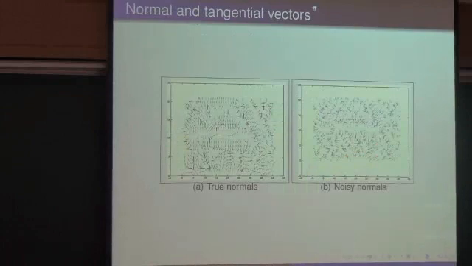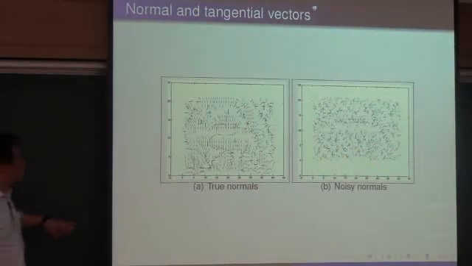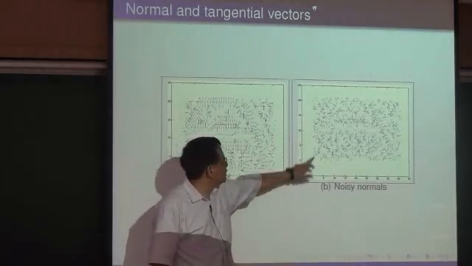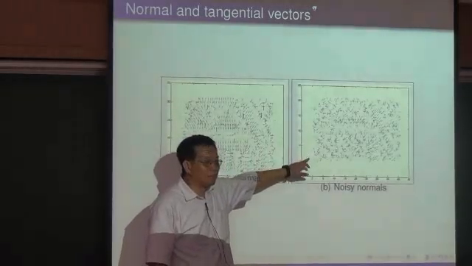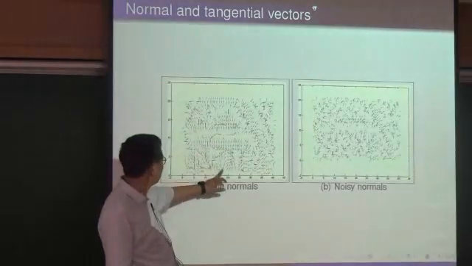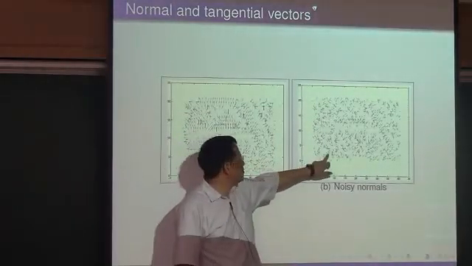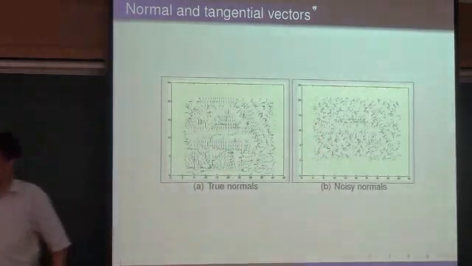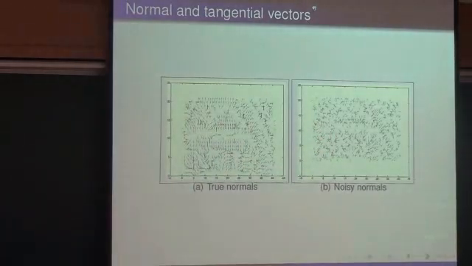Here are the true unit normals. If you just add a little noise, here will be the unit normals from the noisy images. Here you can still see some kind of pattern, but once you add a little noise, you see nearly no pattern at all.